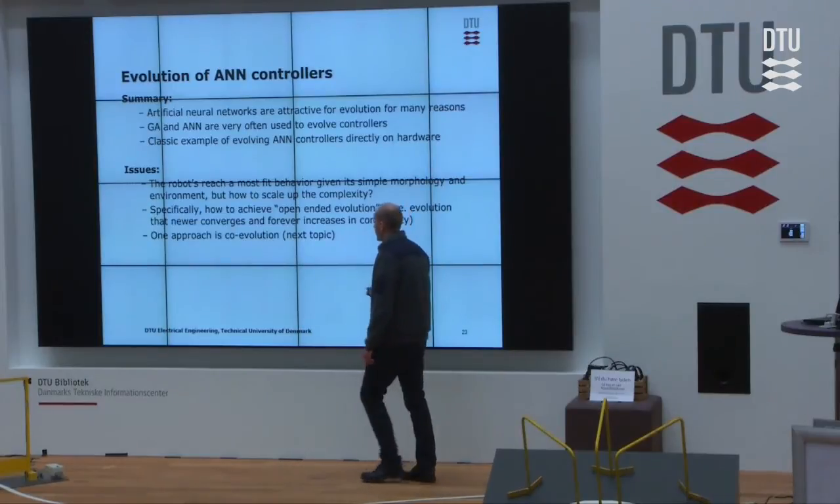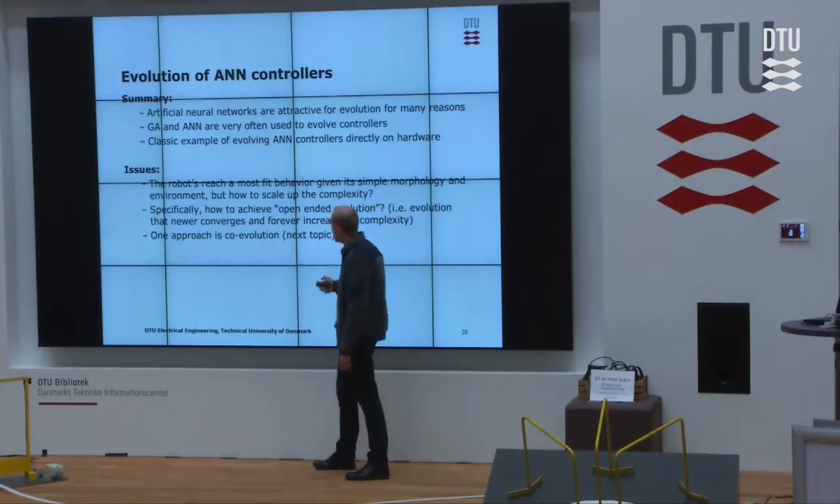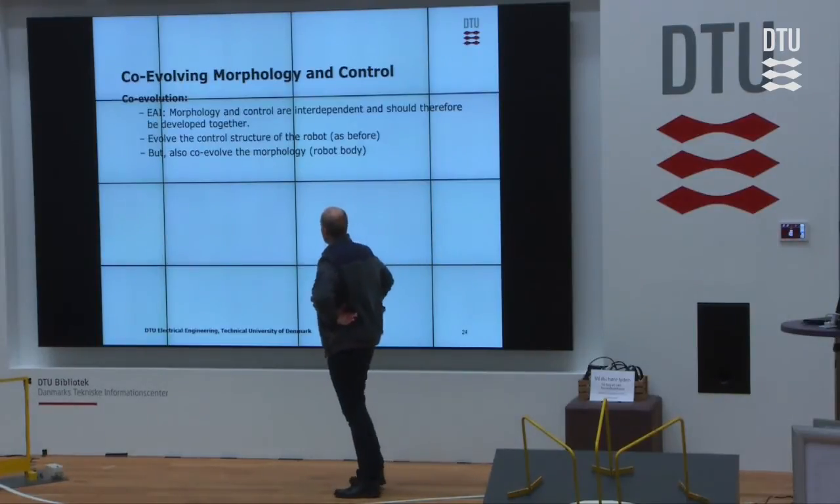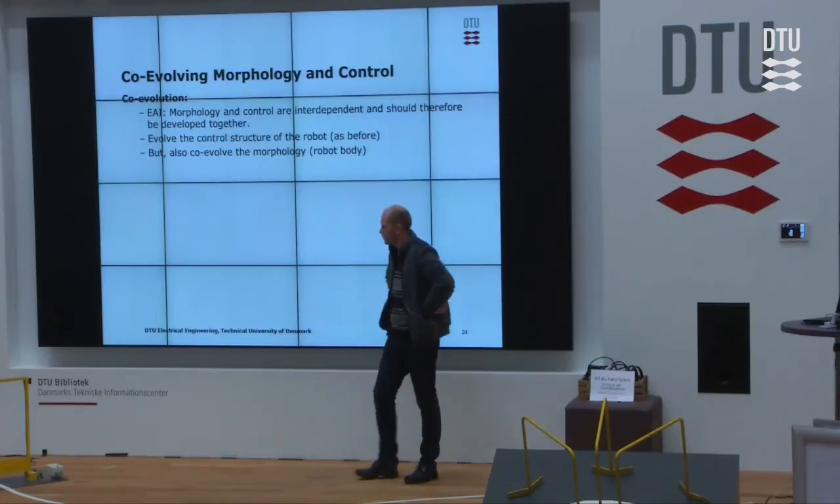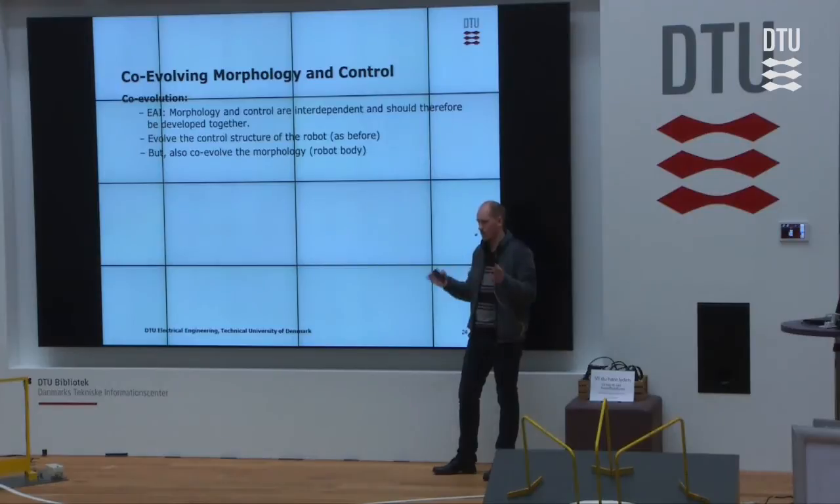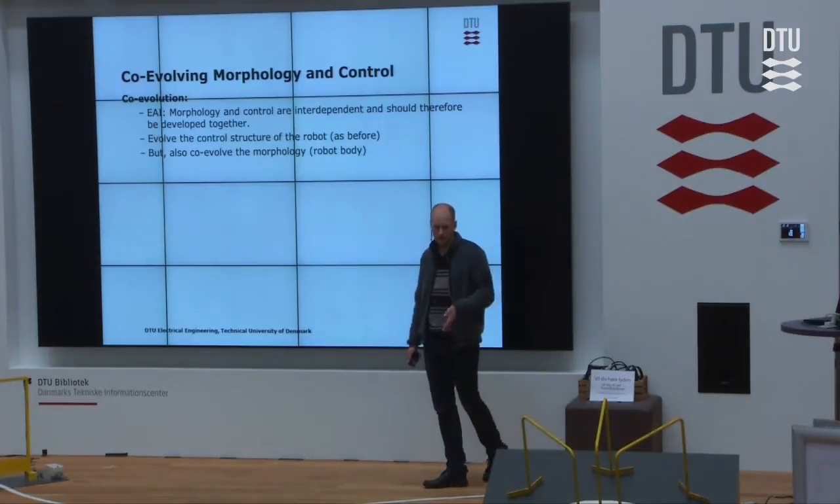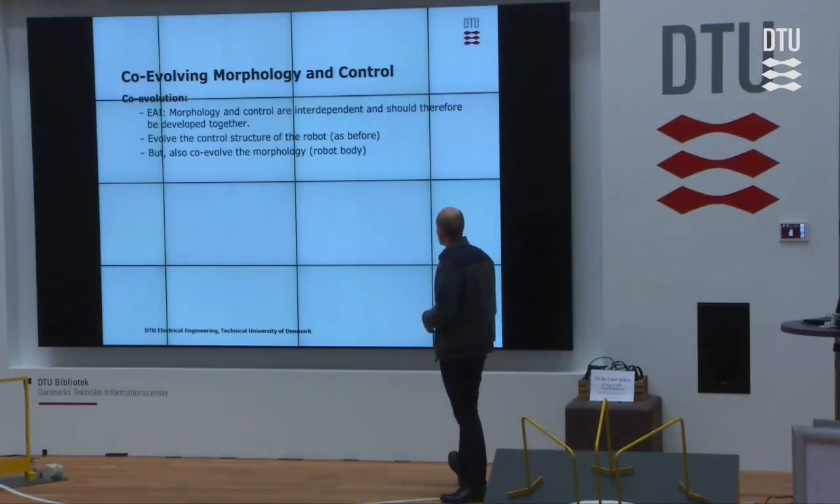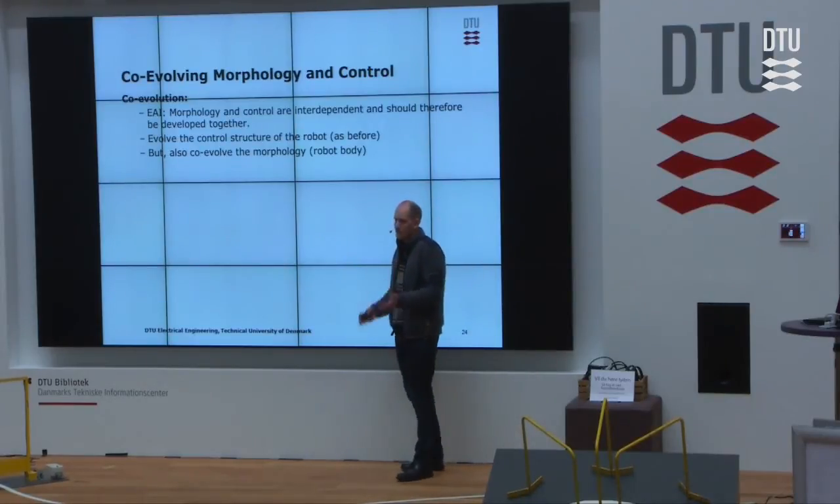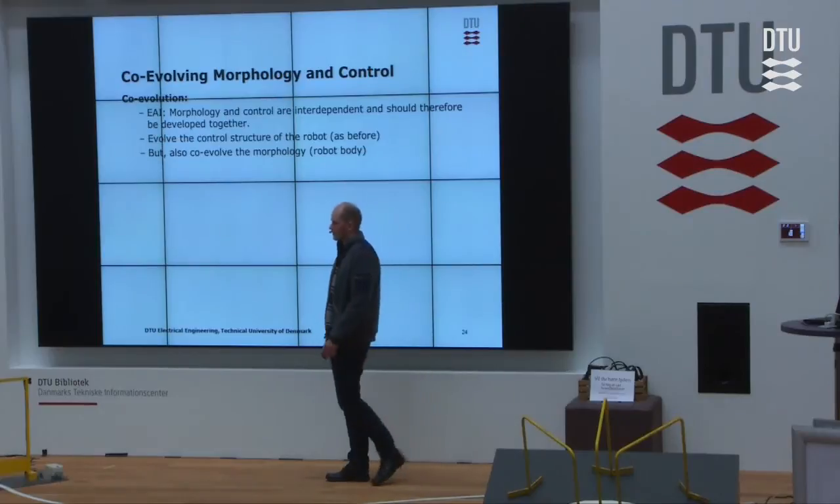So I'm not going to talk much about coevolution, but I am going to mention what it is and then show you a video. Coevolution is the situation where you're not only optimizing the controller of the robot, but you're also optimizing how the robot looks, for example how many wheels it has. The idea is that these things are very dependent on each other, and the robot you start out with might not be the one you want in the end.